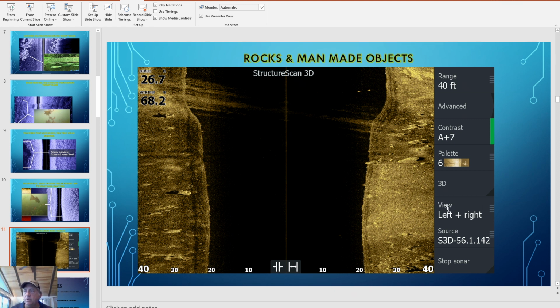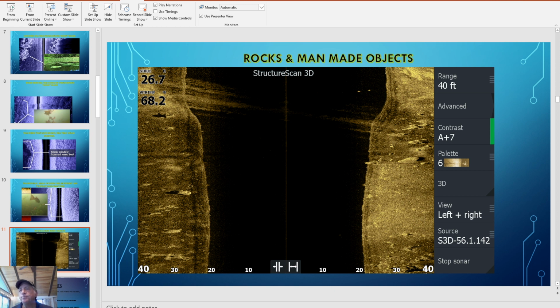Right here, you can see the view is both left and right, and very importantly, right here is the source. I've had a lot of questions from people even out on the water saying, Dale, all I'm getting is a straight line down through the middle or a completely black screen on my display. And I tell them, well, make sure you check your source. Your source has to be the unit, in this case the Structure Scan 3D module that my transducers were connected to. If you change the source to something your Structure Scan transducer is not connected to, well, it's somewhat obvious that you're not going to get valid returns. You have to make sure you have it sourced correctly.